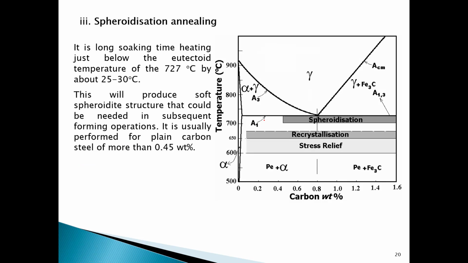Spheroidization annealing. It is a long soaking time heating just below the eutectoid temperature of 727 degrees Celsius by about 25 to 30 degrees Celsius. This will produce a soft spheroidite structure that could be needed in subsequent forming operations. It is usually performed for plain carbon steel with more than 0.45 weight percentage carbon.